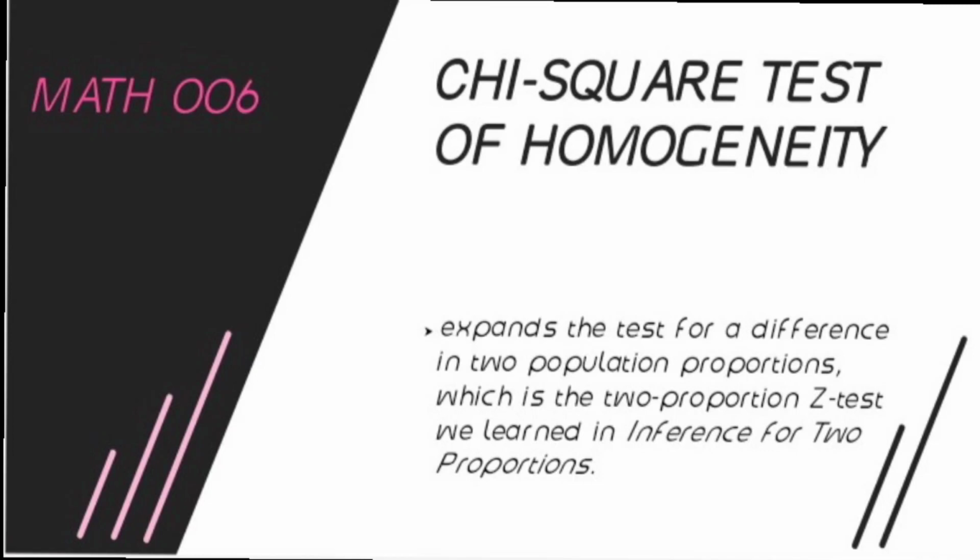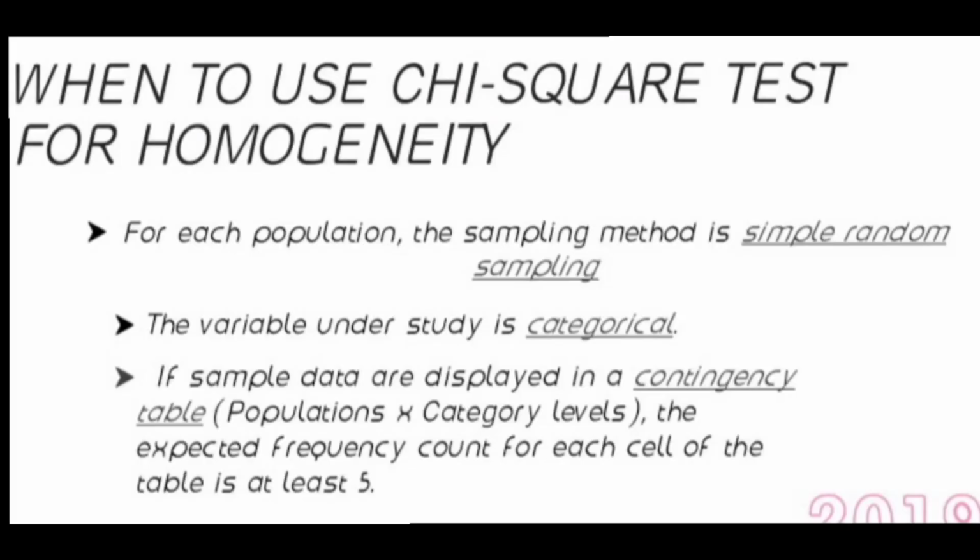Chi-square test of homogeneity expands the test for difference in population proportions, which is the two-proportion z-test we learned in inference for two proportions. When to use the chi-square test for homogeneity: for each population, the sampling method is simple random sampling, and the variable under study is categorical.